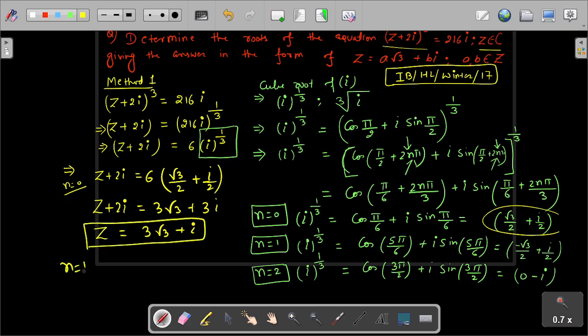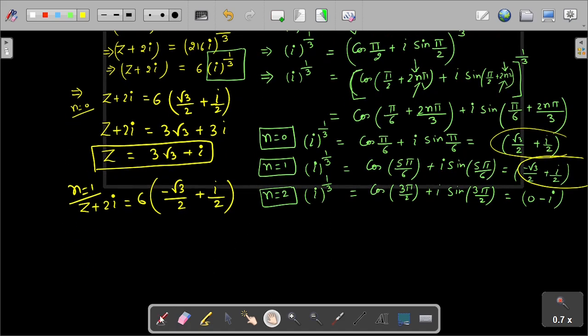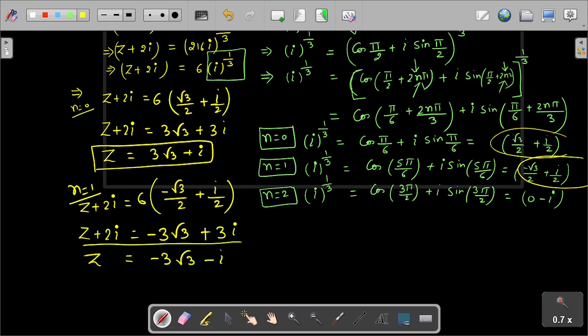Now let us put n = 1. So we can write z + 2i = 6 times the value of the cube root of i. For n = 1, this is -√3/2 + i/2. So let us simplify this expression. z + 2i = -3√3 + 3i. So from here we will get the value of z as -3√3 + i. This is the second solution of the equation.